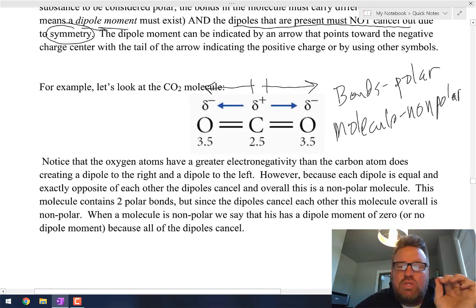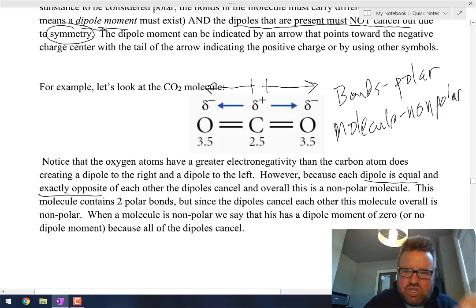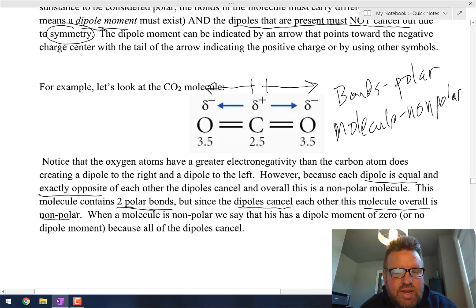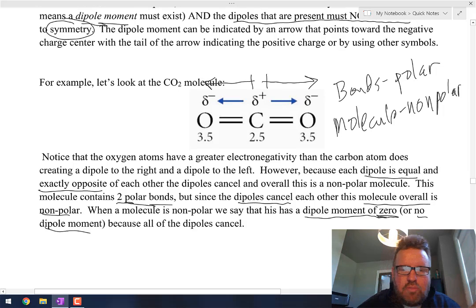Okay, so in CO2, each dipole is equal and exactly opposite of each other, and therefore they cancel each other out. So yes, absolutely, this molecule does contain two polar bonds, but because the dipoles cancel, the molecule is overall non-polar. In this case, we say when a molecule is non-polar, that it has a dipole moment of 0, or it just has no dipole moment. Okay? So that is a non-polar molecule.